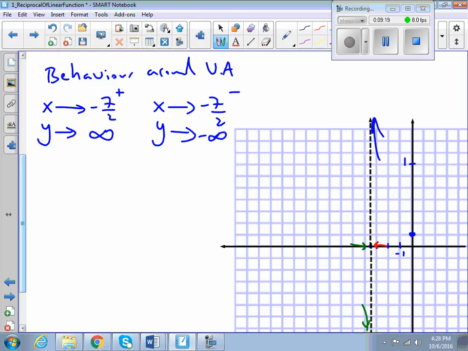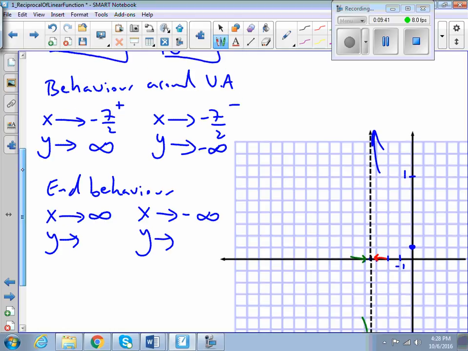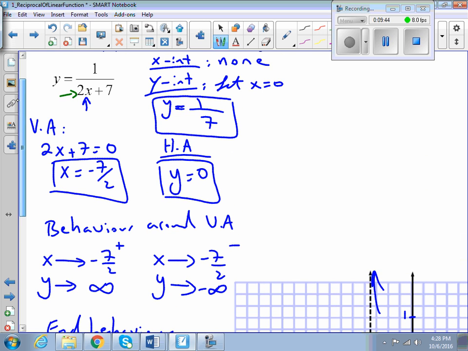Now, I also need to do the end behavior. Meaning what's happening to the function as x approaches infinity, what does y approach? And as x approaches negative infinity, what does y approach? So now I sub in a very large number. If I sub in 1,000 for x, it would be 2007. 1 divided by 2007 is a very small number close to 0, but it's slightly more than 0.